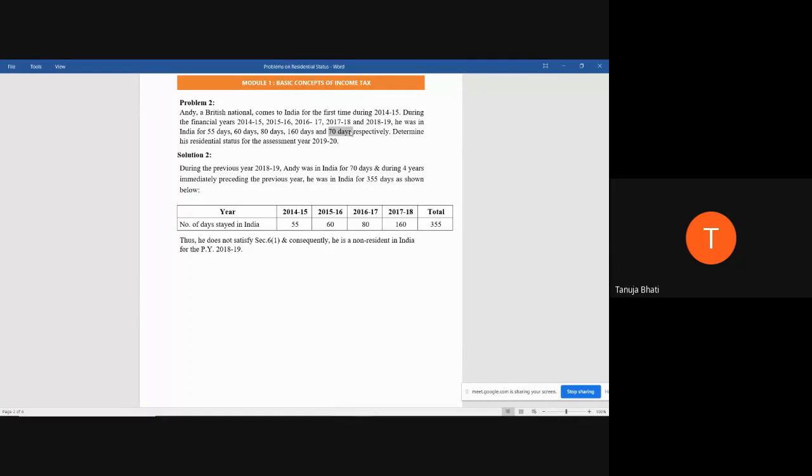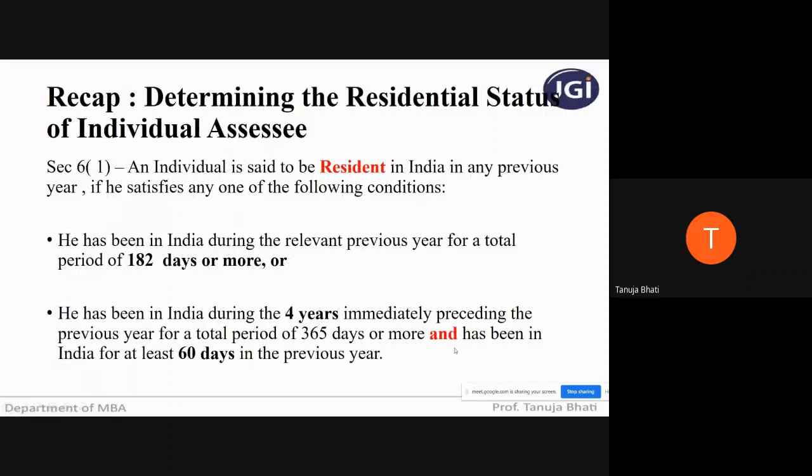So what is the second basic condition telling us? His stay in the 4 years immediately preceding the previous year should be for a period of 365 days or more, and in the previous year it should be 60 days or more. In the previous year it is 60 days or more, because he is staying 70 days. So obviously this part is getting fulfilled, and he has been here at least 60 days in the previous year. So this part is getting fulfilled, but we have to check whether the first part is getting fulfilled.